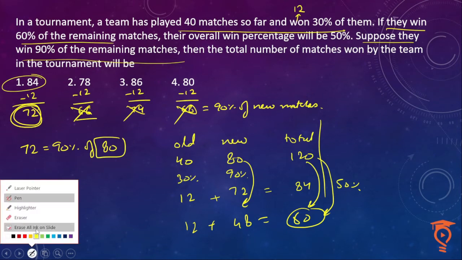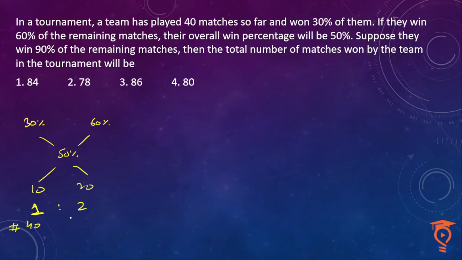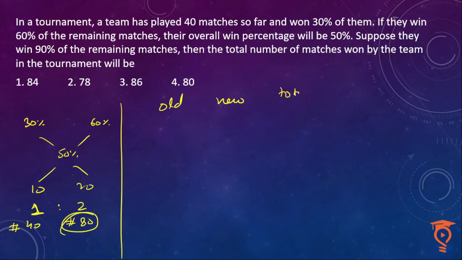Now let us actually solve the question. So the first situation gives you that 30% winning and 60% winning, these two groups are mixed to make a 50% winning. So from here you get the ratio 1 is to 2. And you know the value of this one, this is actually 40 matches, which tells you that this should be 80 matches, the new finding.